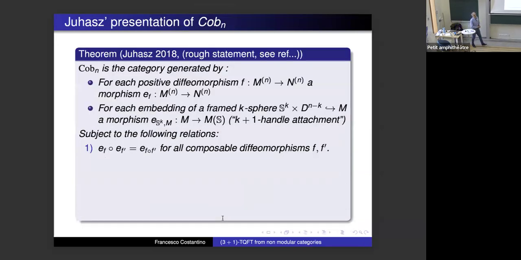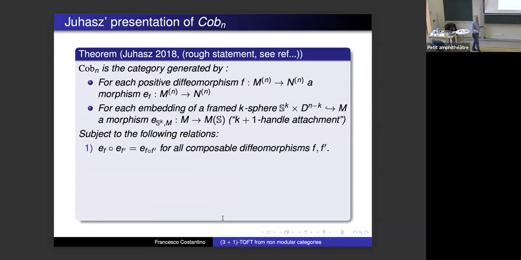So suppose now we want to build a TQFT. How would you do it? There's a nice strategy, which is based on the following theorem by Juhasz. So it's a rough statement. I'm really trying to make it stay in 2 slides. So I'm a bit oversimplifying it. So my apologies to the author.